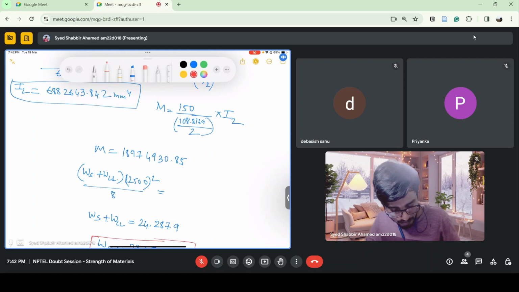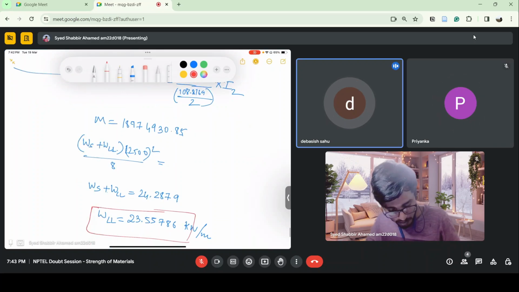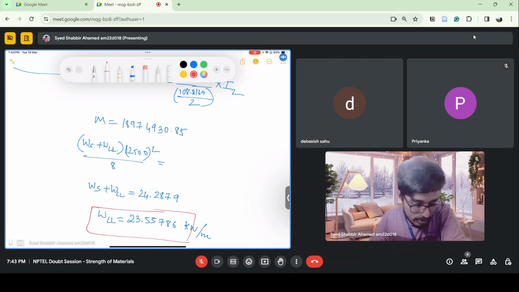Did you get the same answer for it? Yes, sir. After decimal, I take 2 digits, so little variation is there, but nearly 24, 23 up to. Okay, it's fine. Yeah, you will get a range, so you can answer it appropriately.